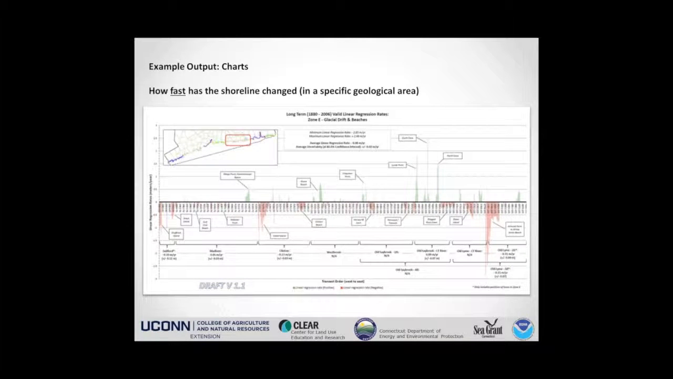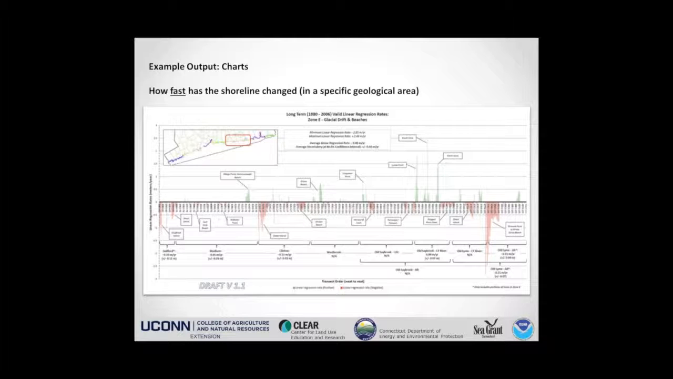And this is the exact same geographic area, again, Zone E, going from about Guilford to the mouth of the Connecticut River. But what we're looking at right now are the linear regression rate data. So this is a measure of how fast the shoreline has changed. And the important thing to notice on this slide is while the previous one had more or less a continuous data set using all the transects in this area, you'll notice that there are some gaps here. There are areas where there's nothing.